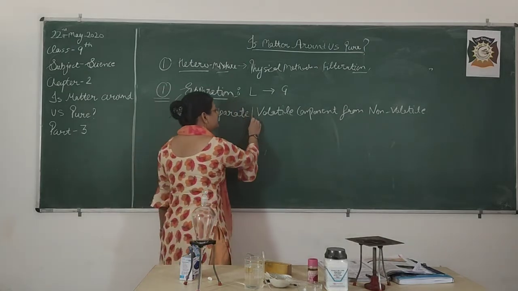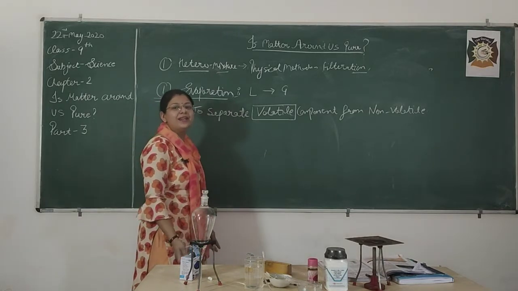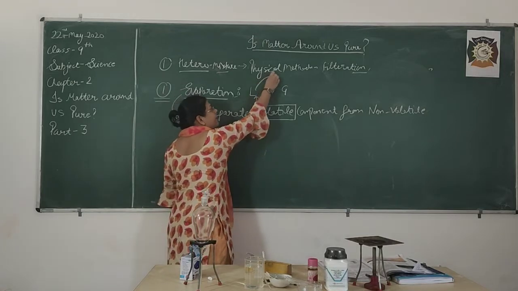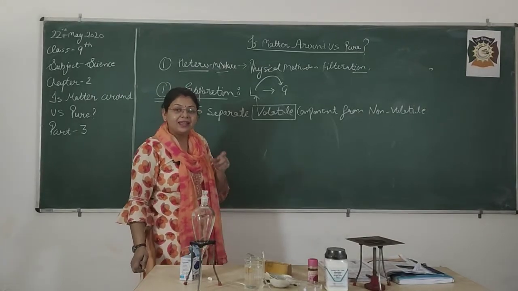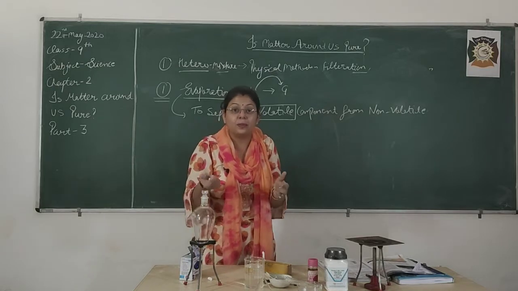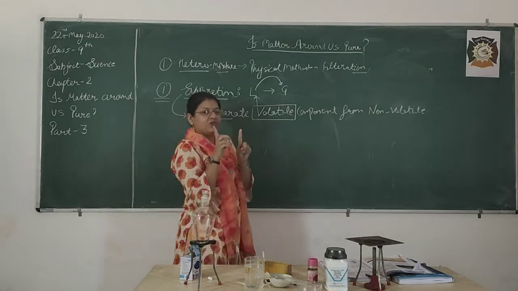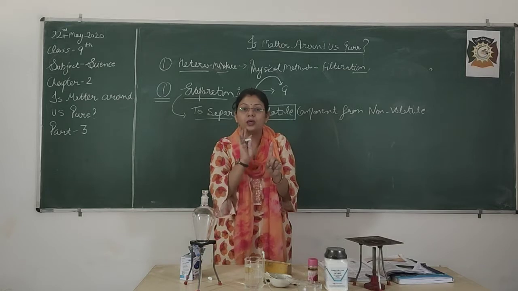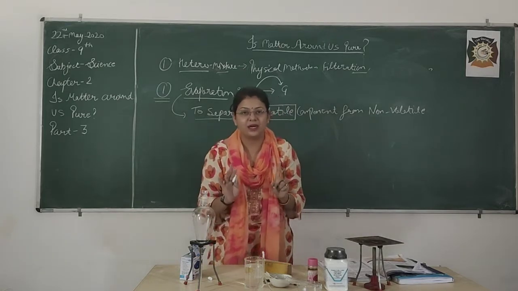So now this term is new to you. What is volatility? Bachche, volatile means a liquid which is capable of converting into gaseous form is volatile. That means any substance which on heating converts into vapor form is known as what? Volatile. So if I am having two components, one is volatile, another one is non-volatile, that means the other component is not going to evaporate on heating, then only I will use this method, evaporation.